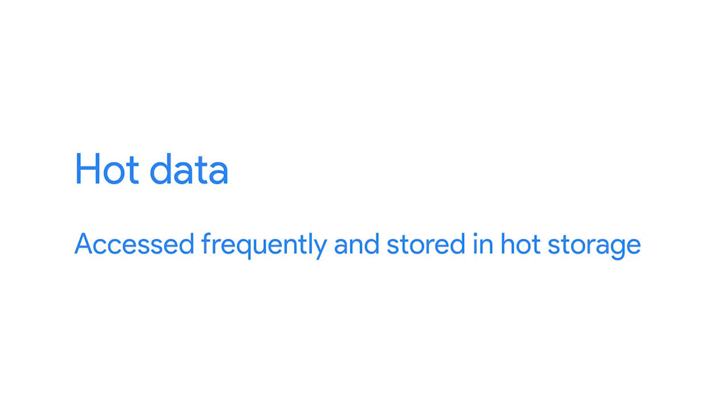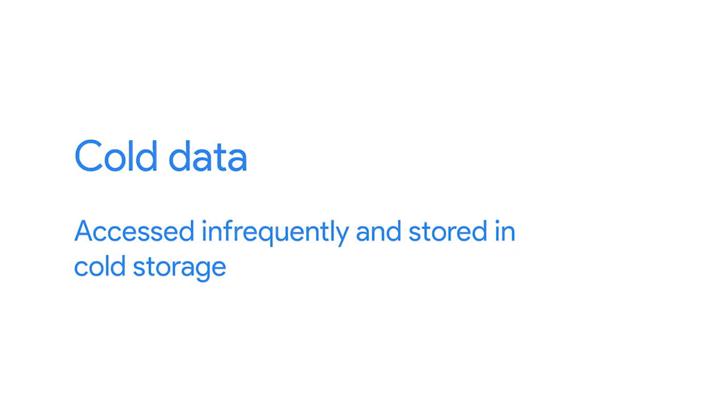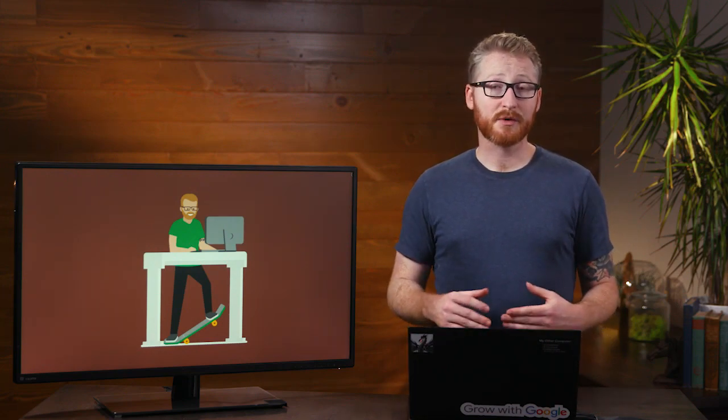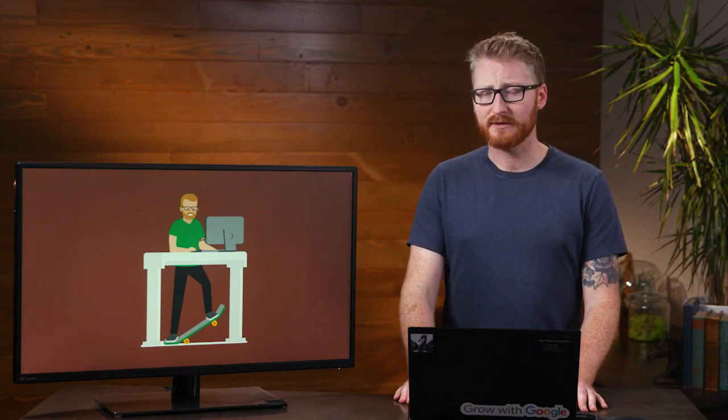When choosing the storage class to use, you might come across terms like hot and cold. Hot data is accessed frequently and stored in hot storage, while cold data is accessed infrequently and stored in cold storage. These two storage types have different performance characteristics. For example, hot storage backends are usually built using solid-state disks, which are generally faster than the traditional spinning hard disks. So how do you choose between one and the other?